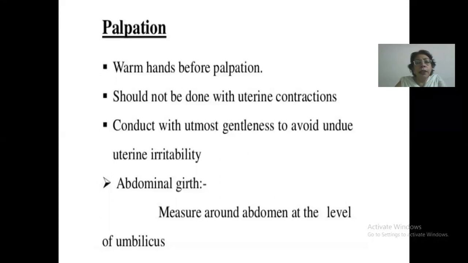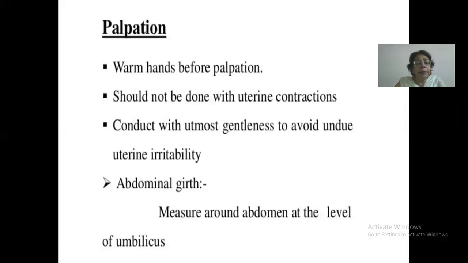Then you go ahead with the palpation. If it's a cold weather, always warm your hands before palpation. It should not be done when the uterine contractions are present. Wait for the uterus to relax so that you know exactly what you are palpating. And conduct this examination with utmost gentleness to avoid undue uterine irritability. Because once the uterus gets irritable, the Braxton Hicks contractions will start and you will not be able to know what is happening in the different grips when you are doing the palpation.